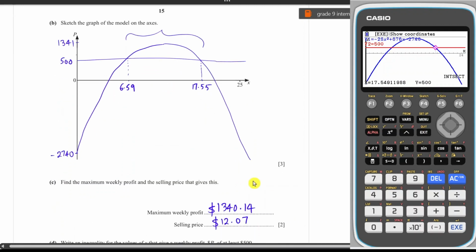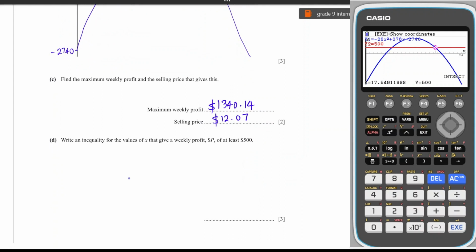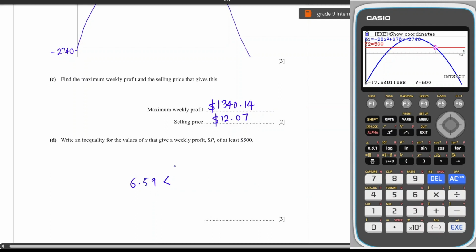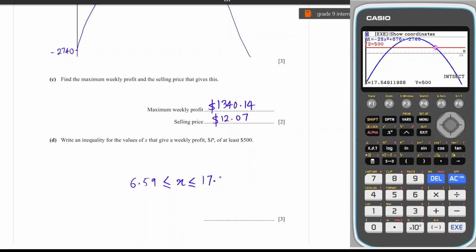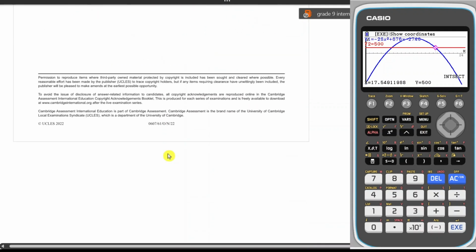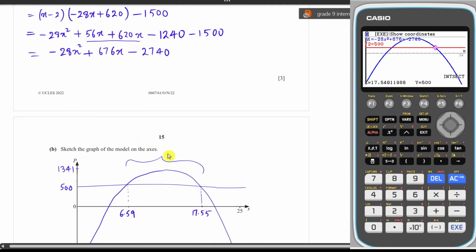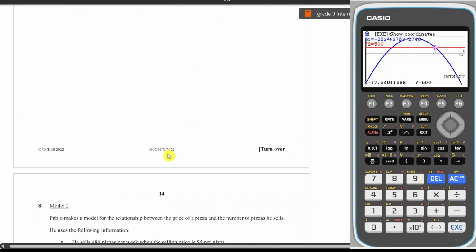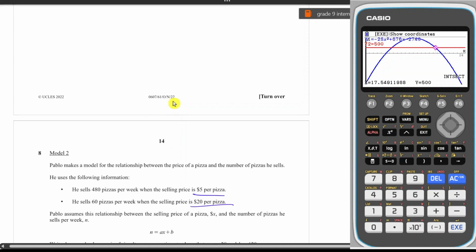So the inequality will be 6.59, and it's between these values, so that is 17.5. In dollars, of course, or you can just ignore it because x is already mentioned in dollars. So that was about the modeling paper. So we have solved this entire paper of October-November 2261.